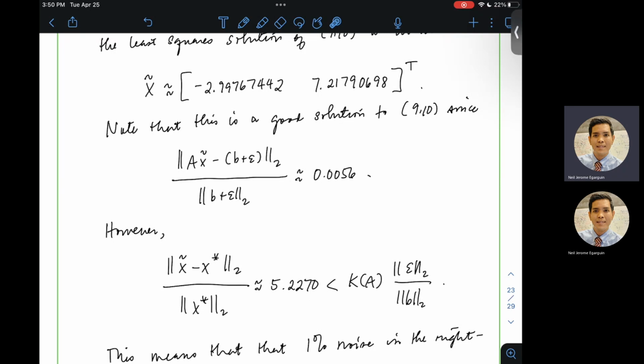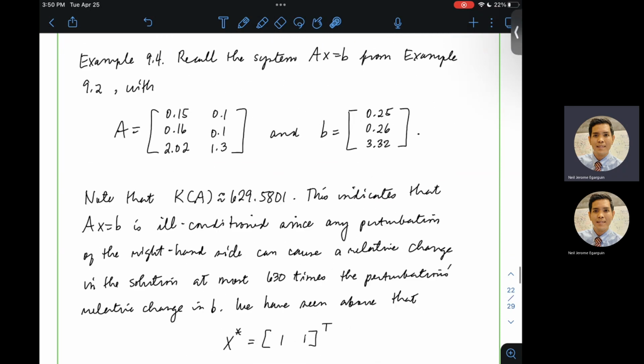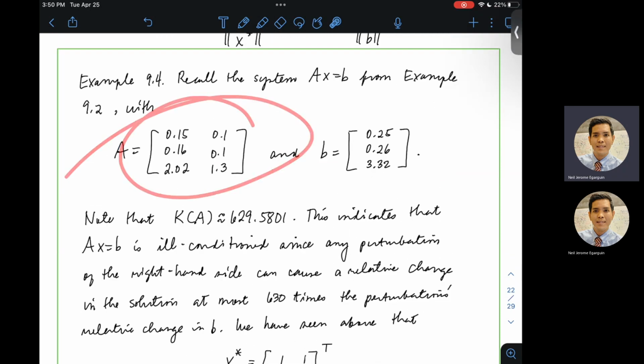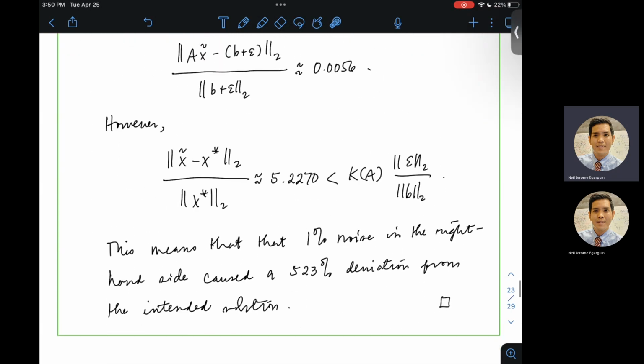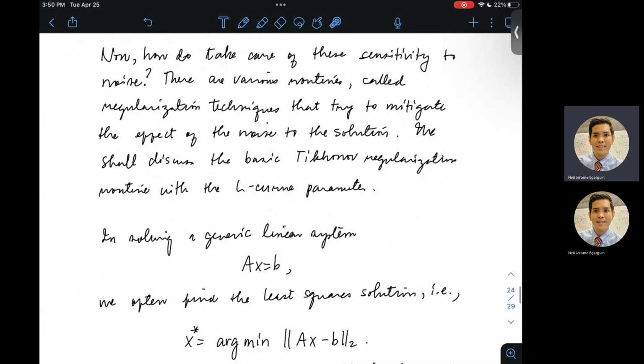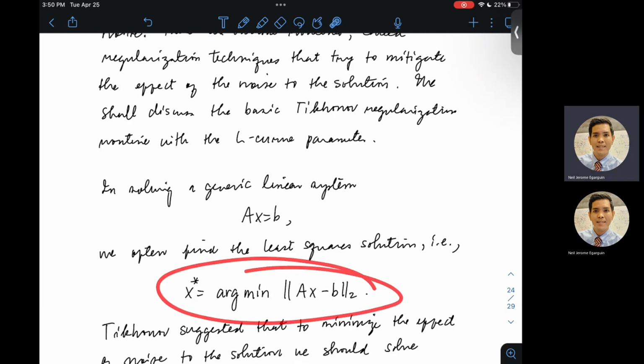And I'm not even working with very huge matrices. This matrix has size 3 by 2, and yet I see the stability of this system. All right. So what we will tackle really is how to avoid that particular scenario, right? Now, whenever we're looking for the pseudo inverse, the least square solution, this is our target. We want to minimize the L2 norm of the residual.